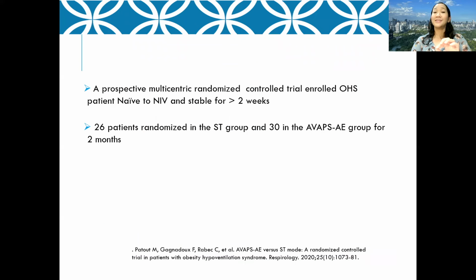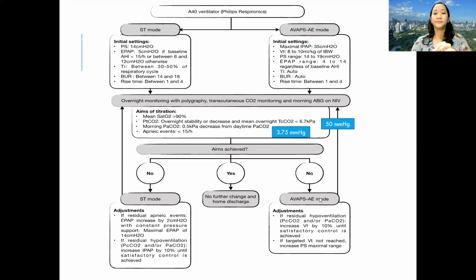There was also another study that looked at NIV with fixed pressure, ST mode, and the AVAPS-AE. They also used a strict protocol. The protocol is somewhat different from the previously mentioned study. So this is the AVAPS-AE, which is generally automated.